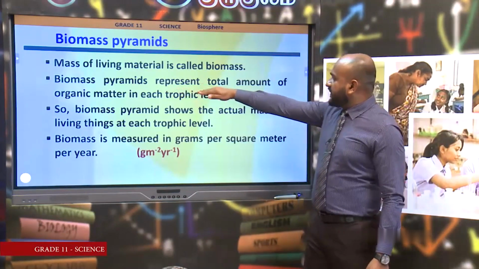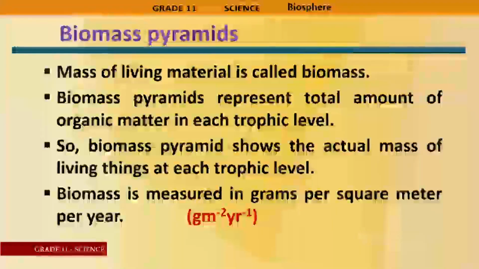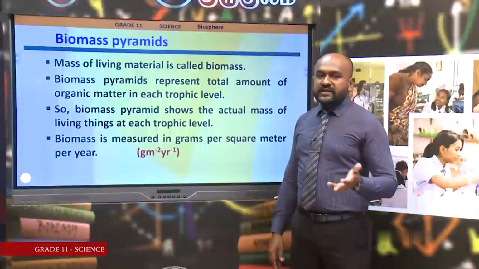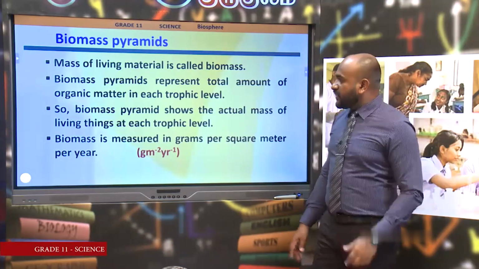Biomass pyramids represent the total amount of organic matter in each trophic level. So, a biomass pyramid shows the actual mass of living things at each trophic level and is measured in grams per square meter per year. But actually practically measuring will be difficult, but if we can do it that way, we can get a better picture about energy flow in an ecosystem.